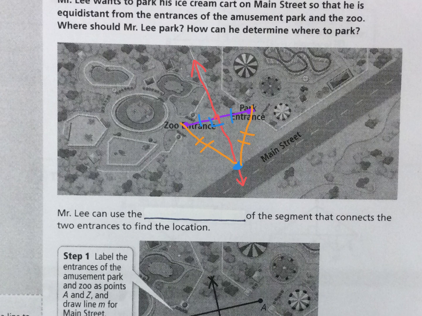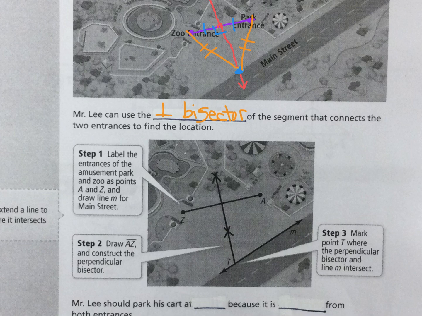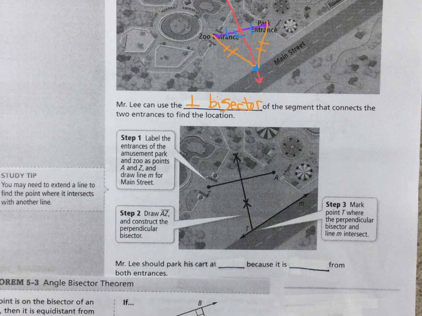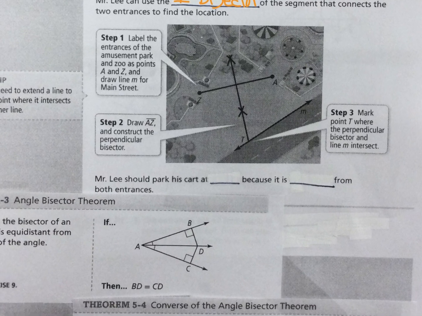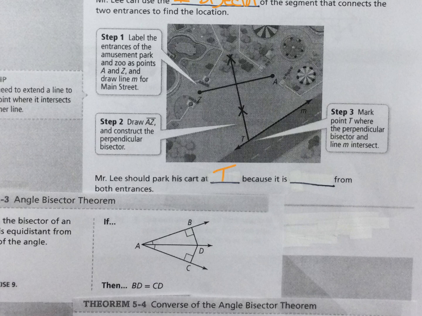So Mr. Lee can use the perpendicular bisector of the segment that connects the two entrances to find the location. And here's a drawing. They actually drew it. Mr. Lee should park his cart at T because it is equal distance from both entrances.